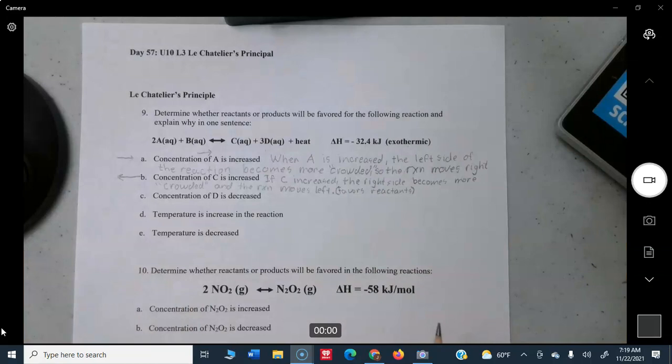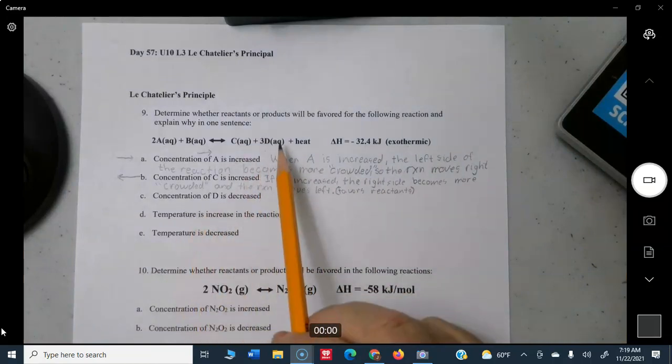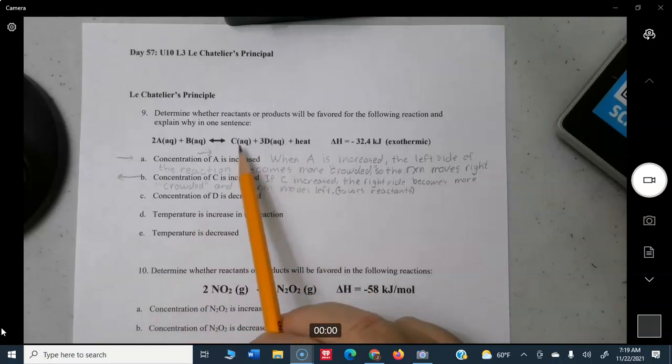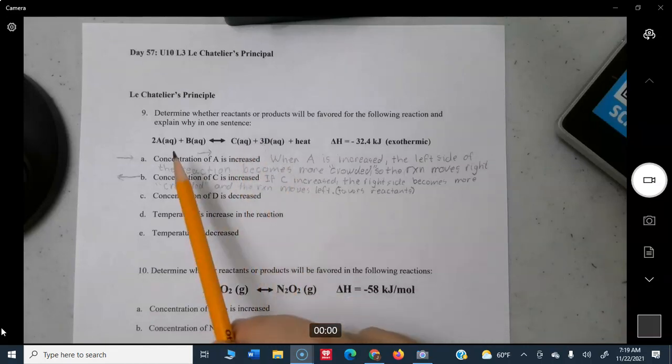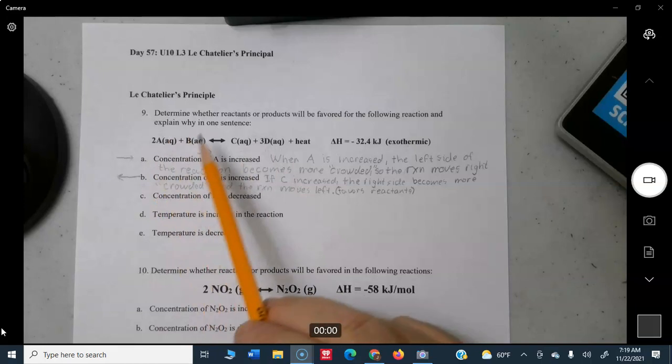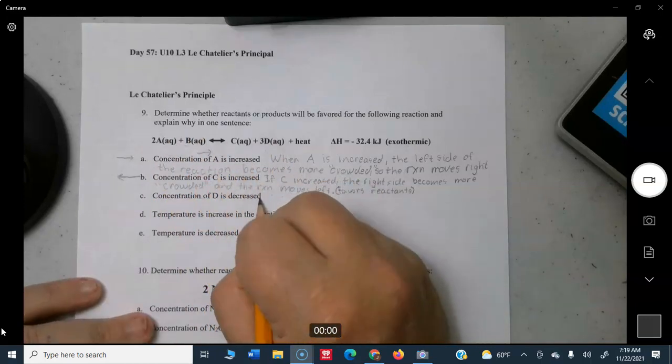Okay, the concentration of D is decreased over here. So what happens is if you decrease either of these two, then this side of the equation becomes less crowded. There's fewer people in the room over here. So the people on this side want to be more comfortable, so they're going to start moving over to the right. Okay, I'll just continue this sentence.